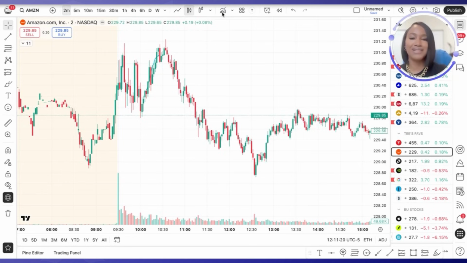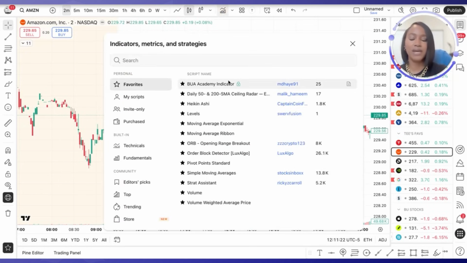So first one on the docket for our indicators, make sure you have a pen and paper because these are going to be super helpful. I want to make sure that you are on point, okay? So first things first is going to be volume weighted average price, or VWAP, okay? VWAP. So simply you would search up VWAP.